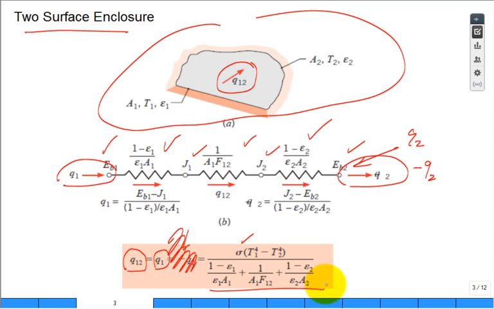And so it's really easy to have a 2-surface enclosure exam problem. It's hard to have a 3-surface enclosure exam problem. It's nearly impossible. It's very, very rare to have a 4-surface or more enclosure exam problem. All right.